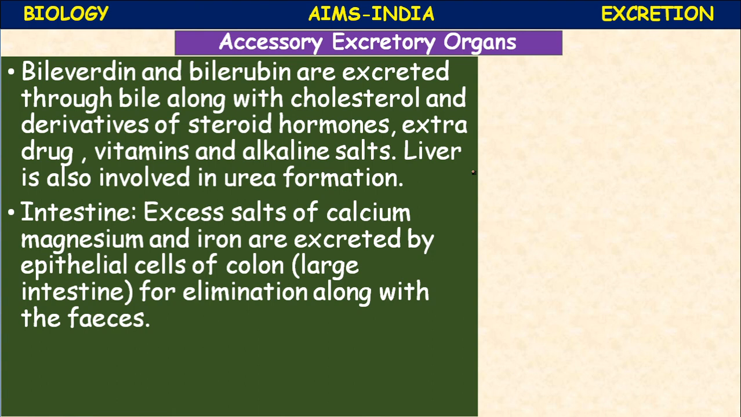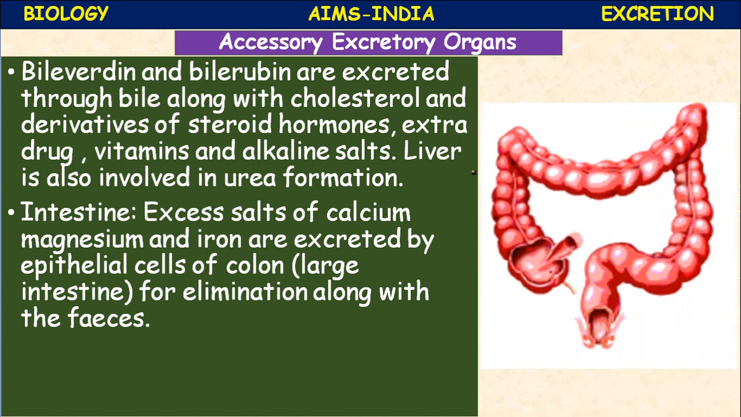So excess salts of calcium, magnesium and iron are excreted by epithelial cells of the colon. Colon is a part of the large intestine. For elimination along with the feces, the excess salts of calcium, magnesium and iron are eliminated out along with the feces. Okay, this is the large intestine: cecum, colon, rectum. These are the three parts of the large intestine.